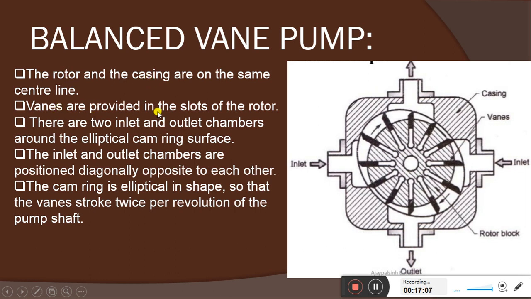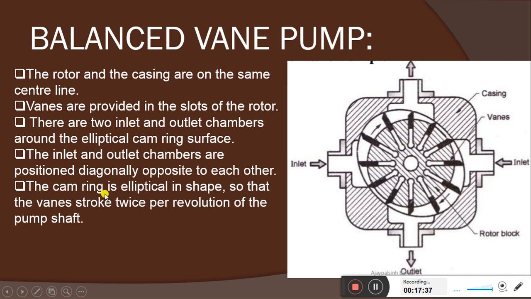The vanes are provided in the slots of the rotor. There are two inlet and outlet chambers around the elliptical cam ring surface. So the cam ring is elliptical in shape, and two inlets and outlets are provided. The inlet and outlet chambers are positioned diagonally opposite to each other. Their inlet and outlet are opposite, provided in a diagonal manner.